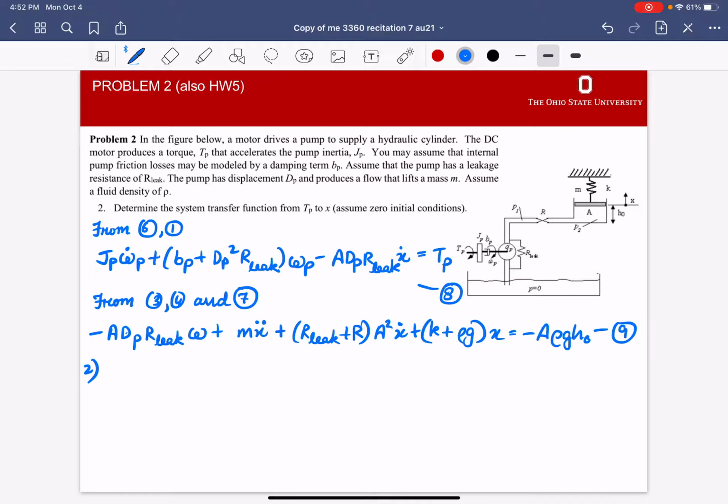All right. So for part 2, we want to calculate the system transfer function. To do that, we're first going to do the Laplace transform of both of these equations. Then we'll write it in matrix form, and then use Cramer's rule to come up with the transfer function. So the Laplace transform of 8 and 9 would basically give you two expressions that look something like this.